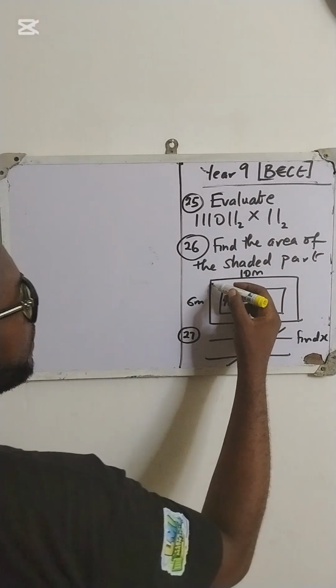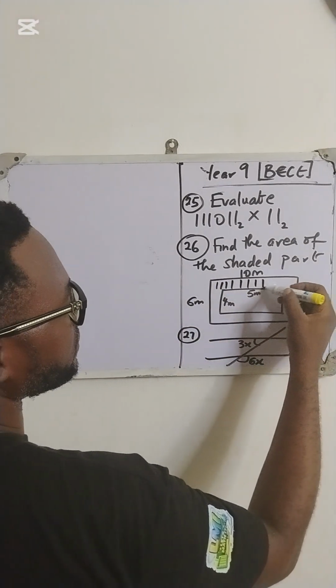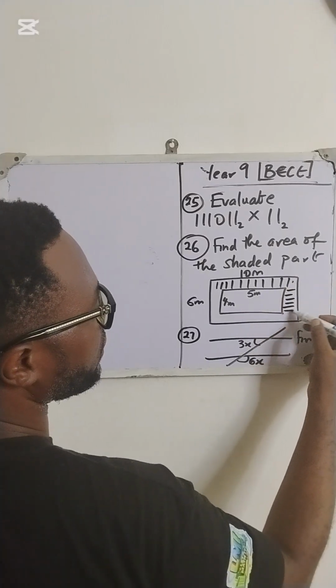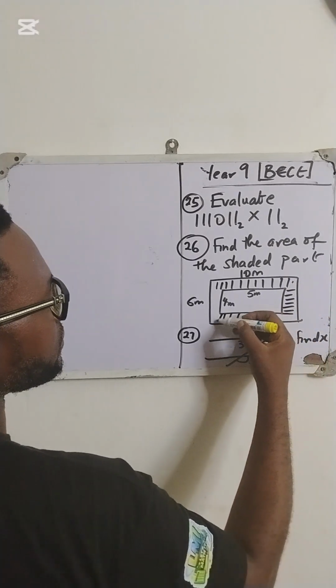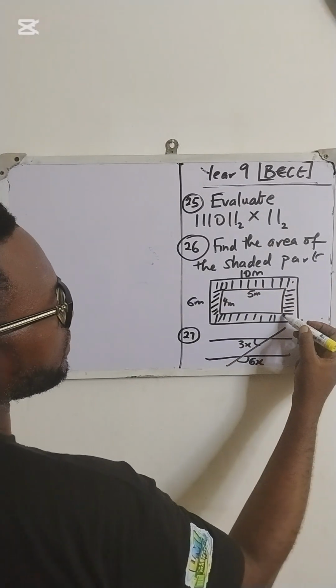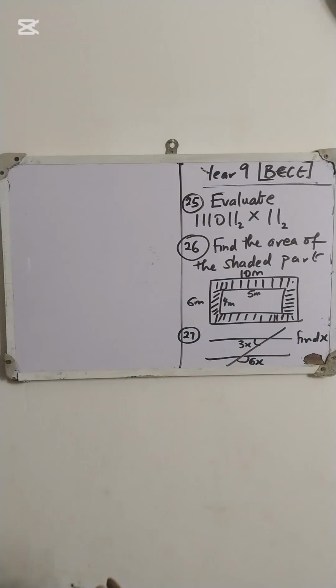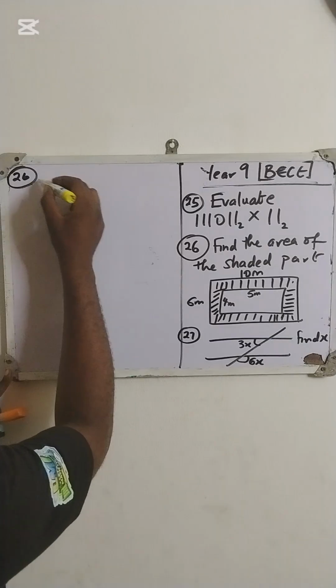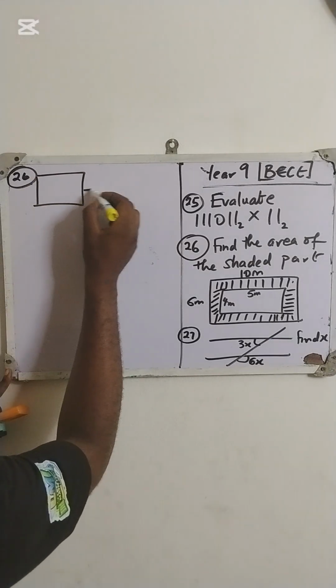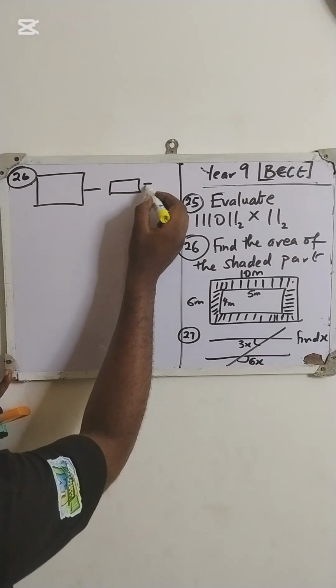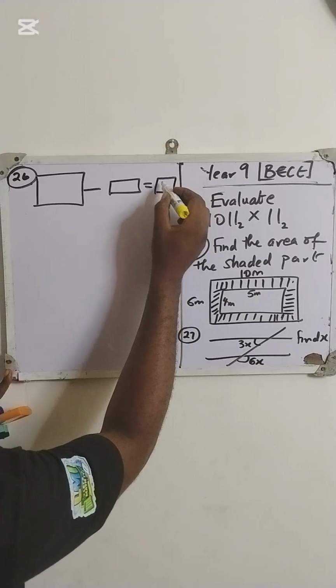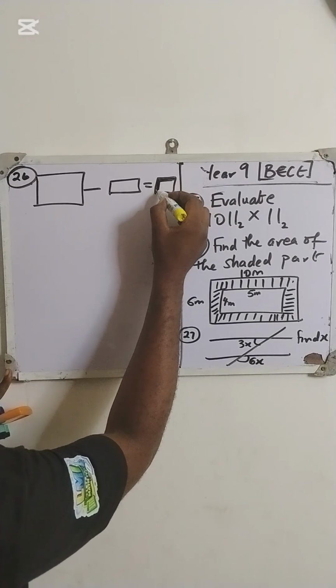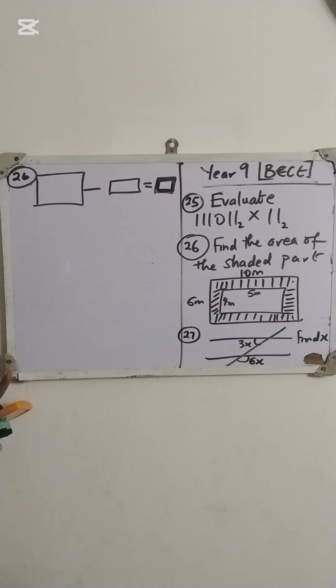Find the area of the shaded part. So this is the shaded part, this right here. Okay, so we're looking for the shaded part. All we need to do is, this is 26. Now the whole thing minus that small one inside will give us the shaded part we are looking for.